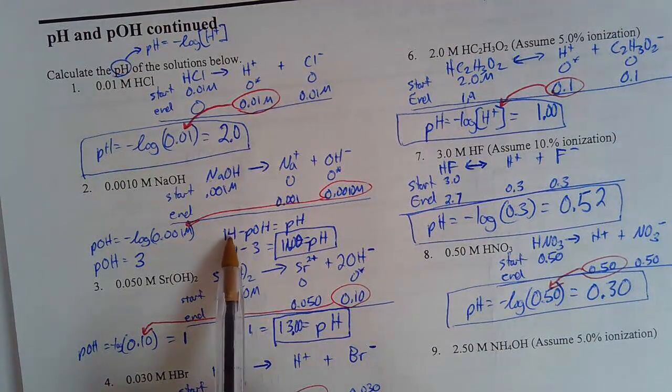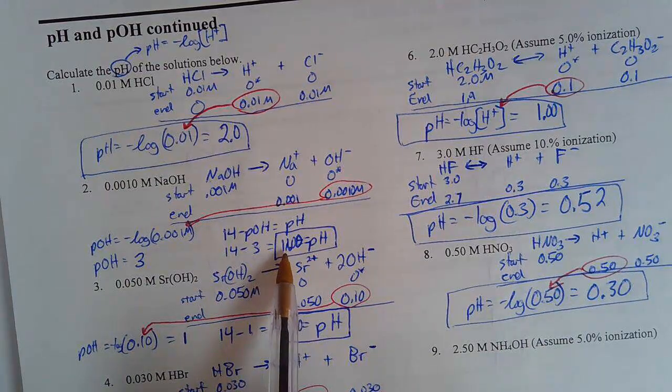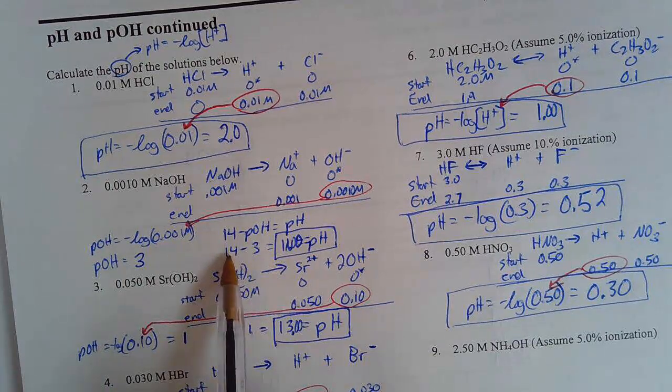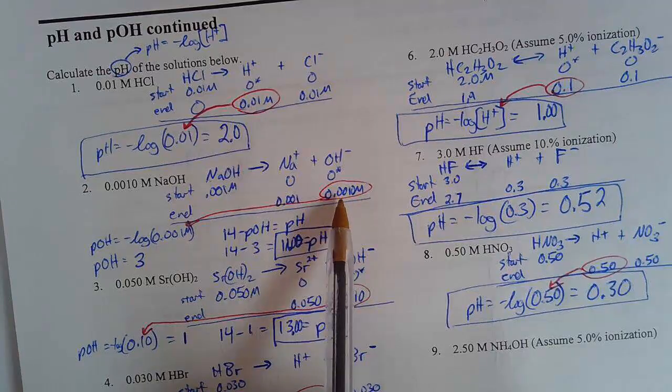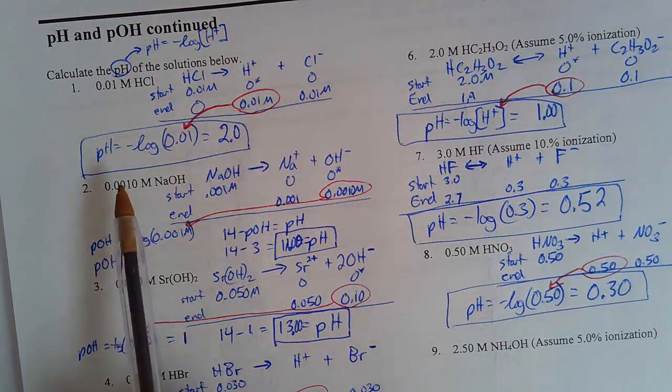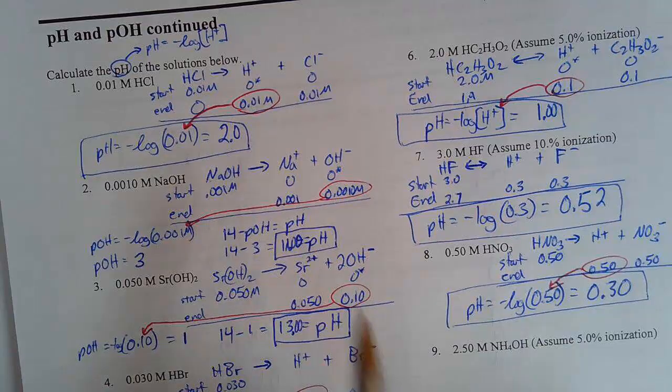By the way, this 14 is exact, so it doesn't contribute to significant figures, so I don't have to round to no digits after the decimal place because of the 14. Basically, however many significant figures the concentration has is the number of decimal places you should report after the decimal point in the pH.